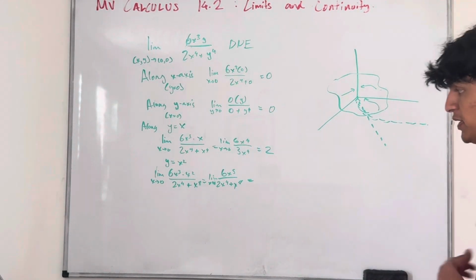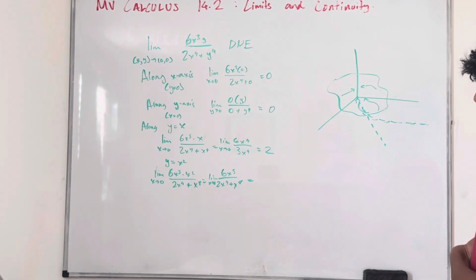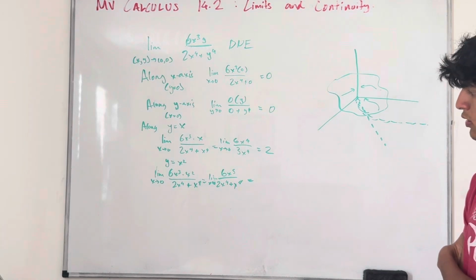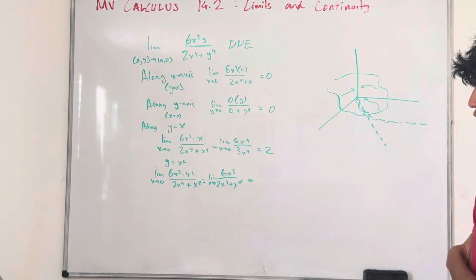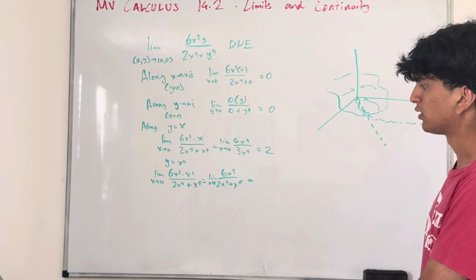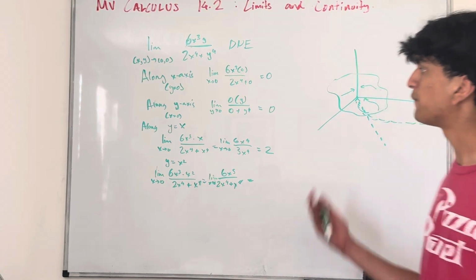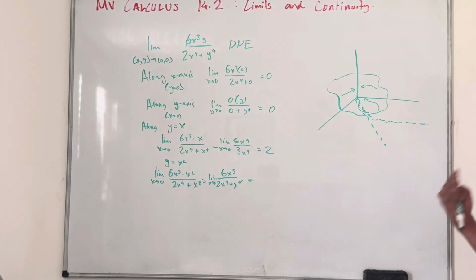Shoot, that's just going to be a nasty limit to do. I could do L'Hopital's rule, and I think with L'Hopital's rule I would end up getting, what would I end up getting? Would it be an unbounded limit? That's the thing. I don't even want to go about solving this, because my goal is to either show that it does or does not exist.